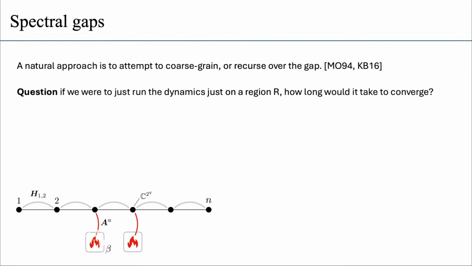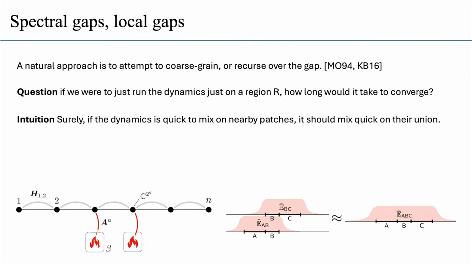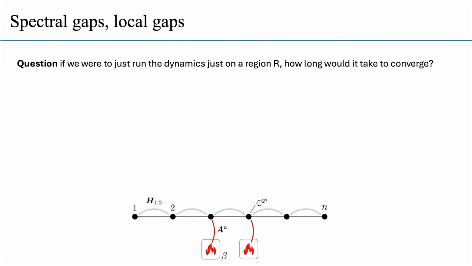The fundamental question here is, suppose you were to simply run the dynamics on a subregion R of the system. So here R are these two qubits in the middle. How long does that take to converge? That's the question. And the intuition is that surely if the dynamics was quick to mix on a patch, on two nearby patches, then intuition would hope that they're also quick to mix on the union of the patches. That's the broad vision. So let me move the question up there.